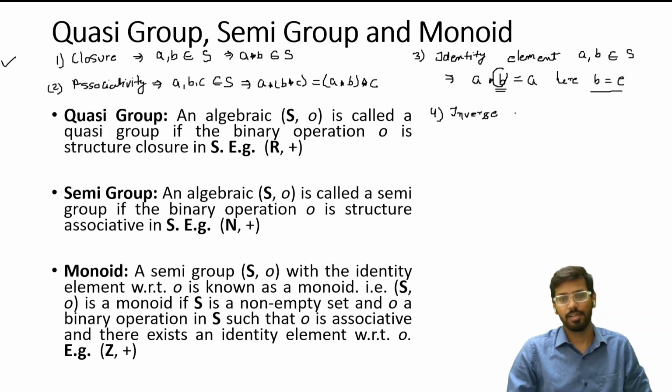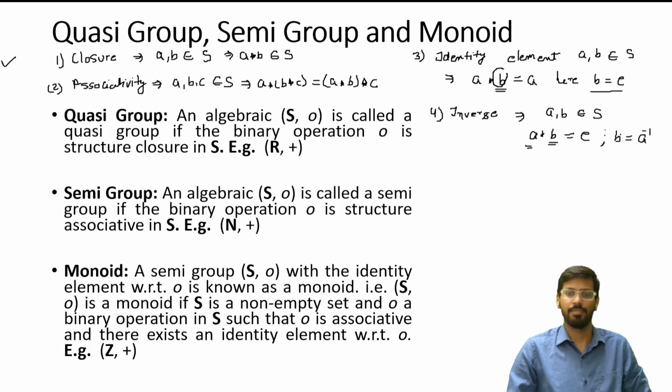ओके, फोर्थ प्रॉपर्टी इज इनवर्स। इनवर्स means if A and B belong to some set S, then A star B should be equal to identity element E। मतलब A को हम B से ऑपरेट करते हैं तो हमें आइडेंटिटी एलिमेंट मिलता है, तो ये B यहाँ पे इनवर्स होगा, इस एलिमेंट A का इनवर्स होगा। So here B is the inverse of element A. Okay, so this is the fourth property.